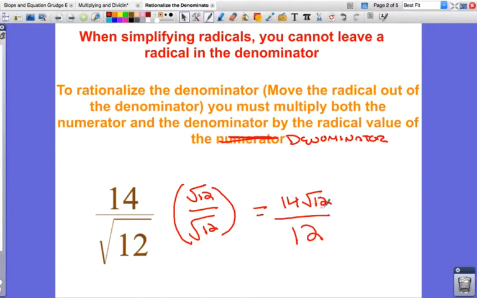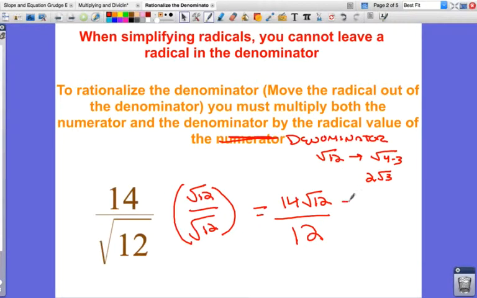Now what I can do is I can simplify the square root of 12, and then I'll be able to reduce my fraction. These all go from the steps that we learned before when multiplying and dividing radicals and simplifying them. So square root of 12, let's just simplify that real quick. This is equal to the square root of 4 times 3, which is 2 square root of 3. So the square root of 12 becomes 2 square root of 3.